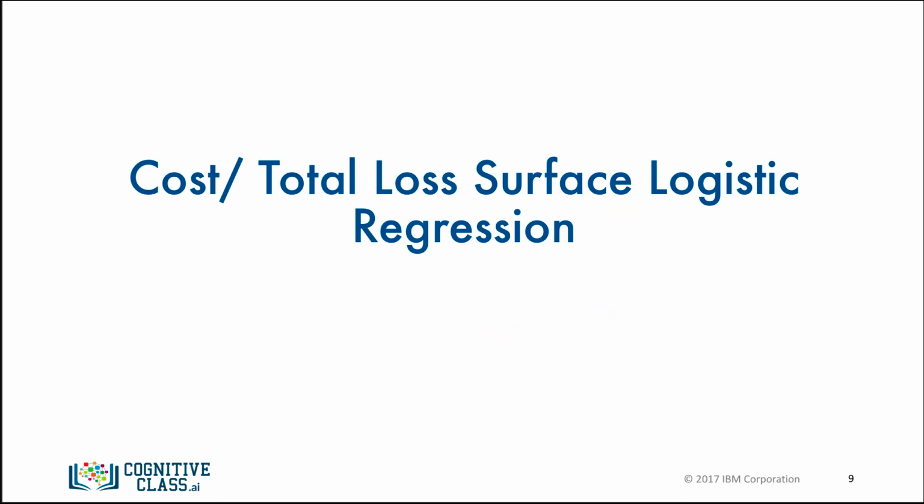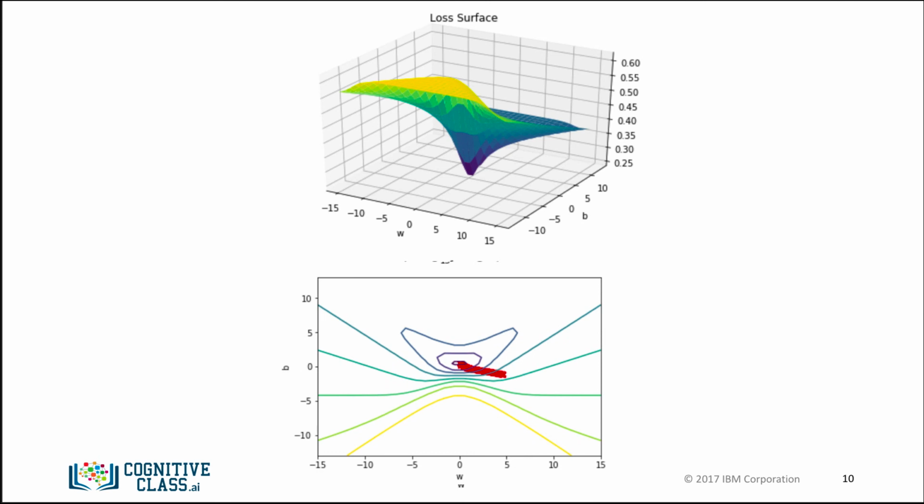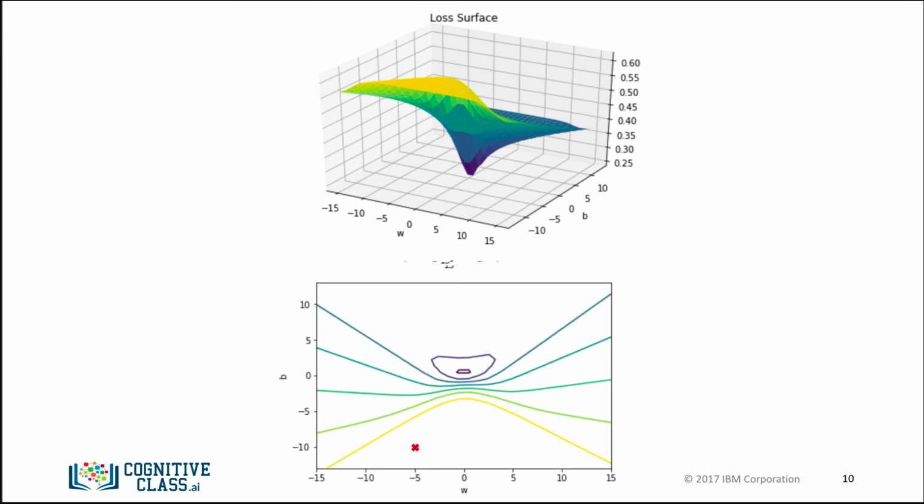So let's look at the cost or total loss surface for logistic regression. If you look at the loss surface, we see there are a lot of contour lines in this region, but no contour lines in this region. So that implies a flat surface. If we start with a random initialization in a good location, let's say over here, our algorithm will converge to a minimum. But if we start our initialization over here, nothing will happen.